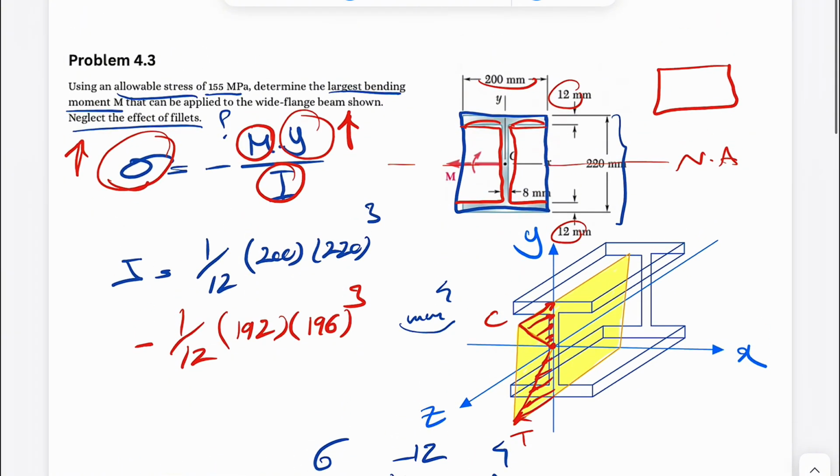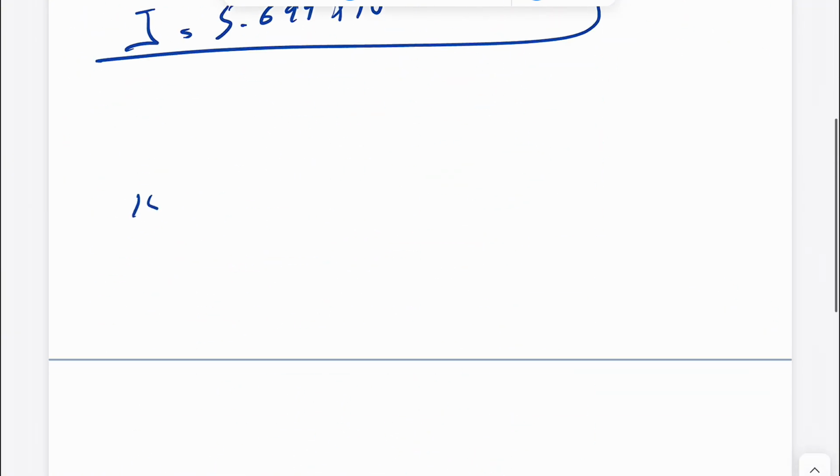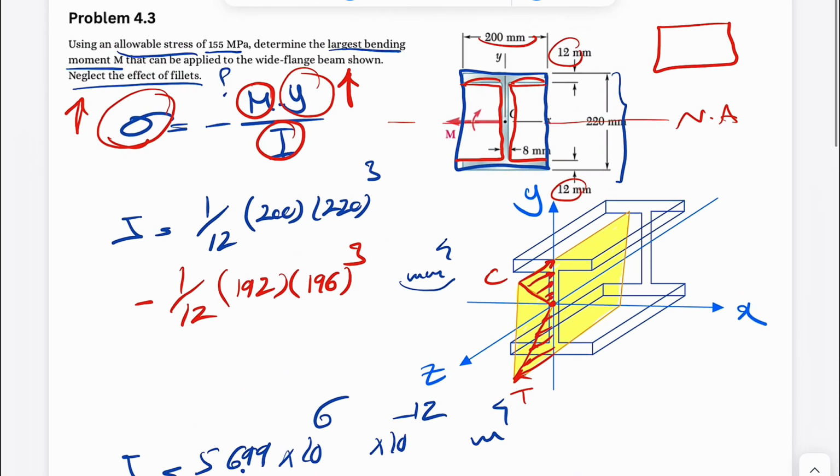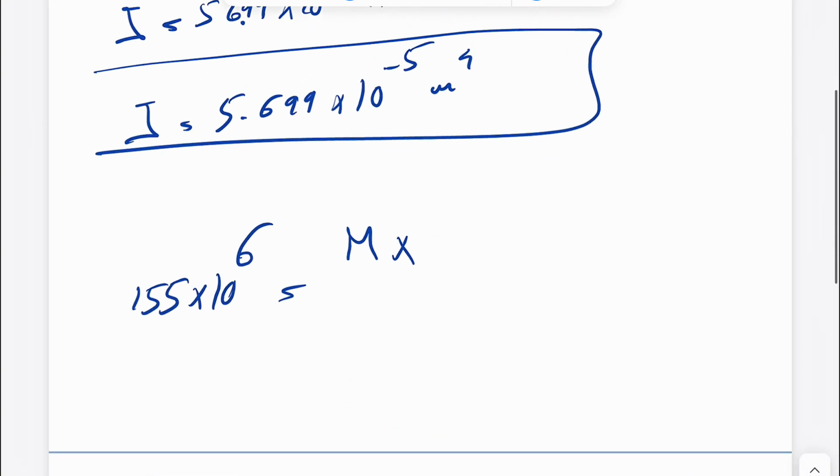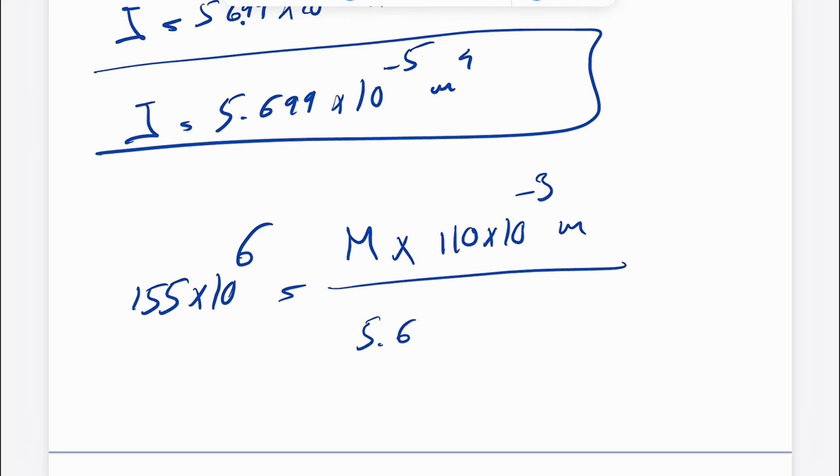And the rest of this is pretty simple. We just have to put in the other numbers. So our stress is going to be 155 megapascal. The moment is what we are missing. The y, again, it has to be the y at this point, which is half of the 220 or 110. Again, that's going to be in millimeter, so times 10 to the minus 3 to get it in meter. And 5.699 times 10 to the minus 5.